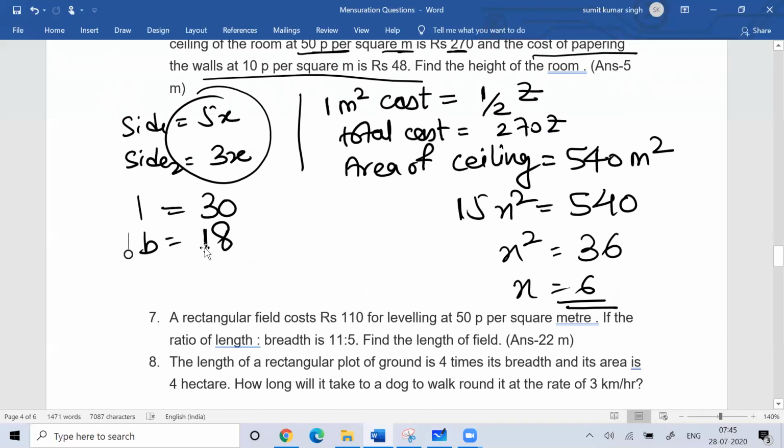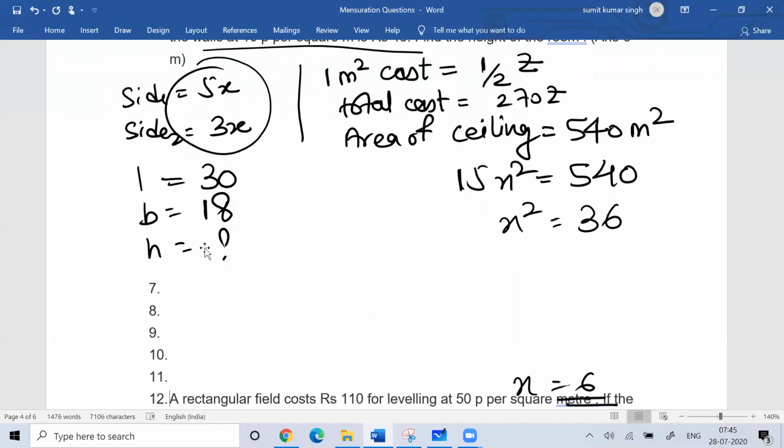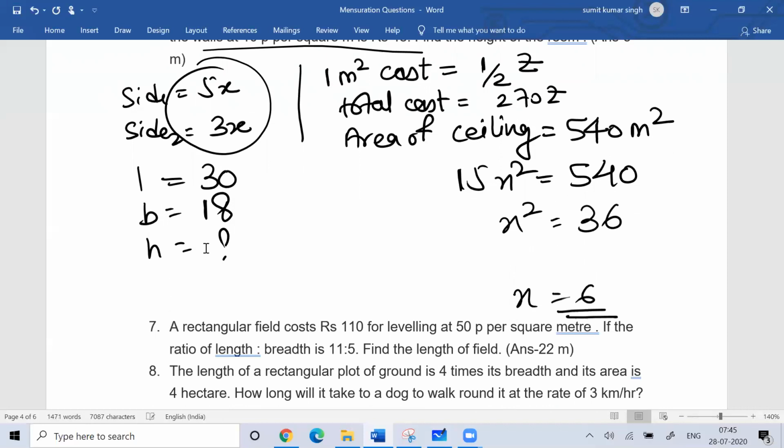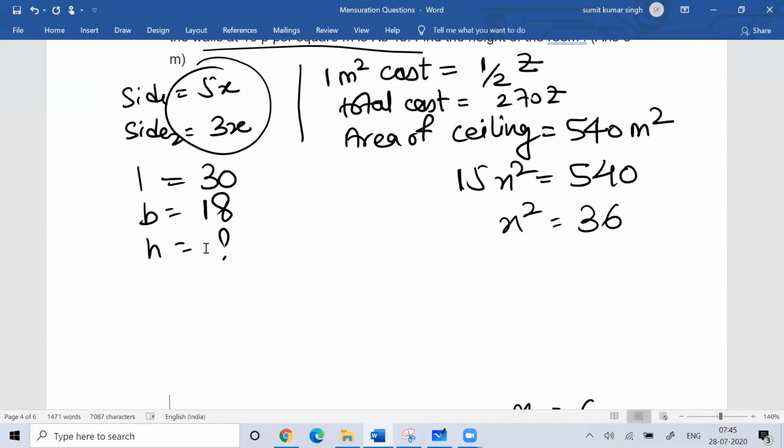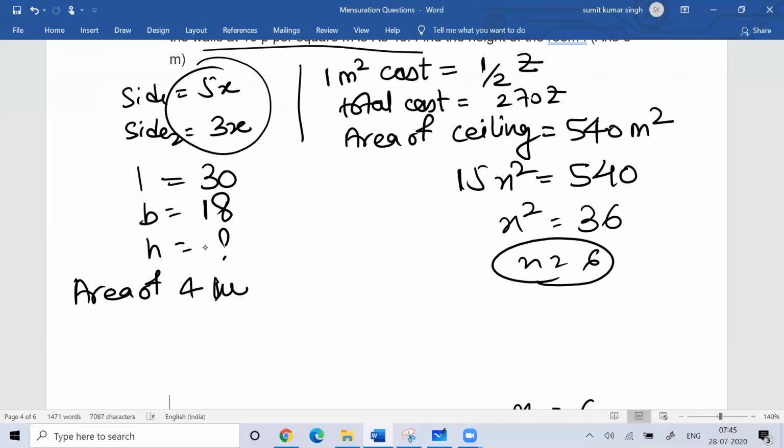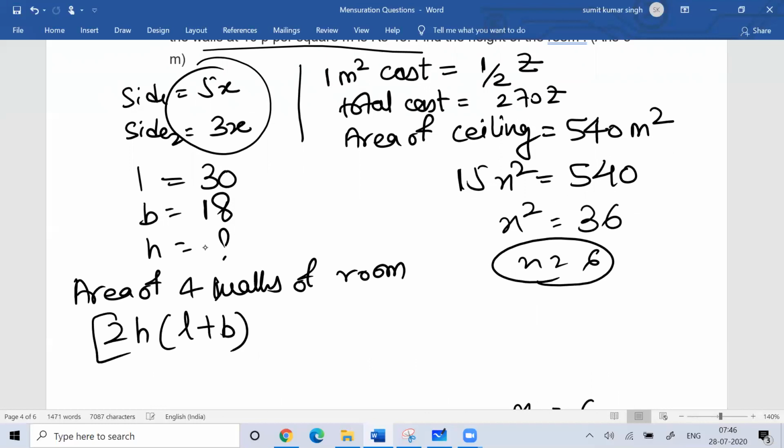So the cost of papering the wall. When you talk about the wall, if you're trying to put paper on the wall, this height was 6. So if you're trying to put papers on the wall, you'll use the formula of area of four walls of the room. That would be 2h into L plus B. So you know that formula.